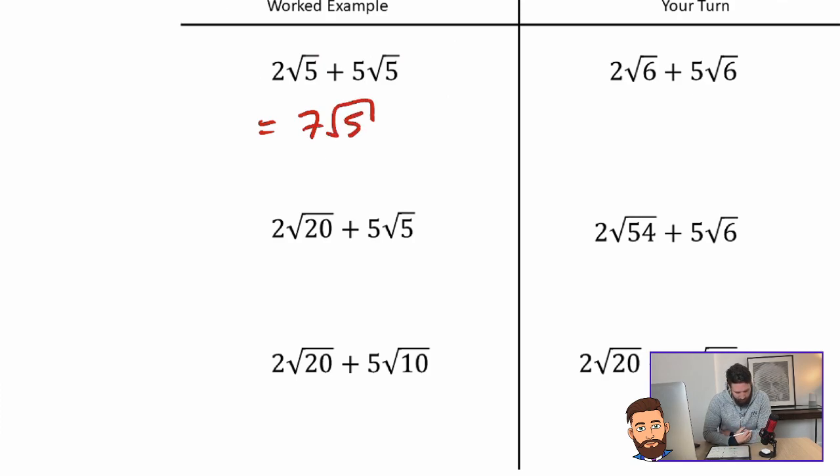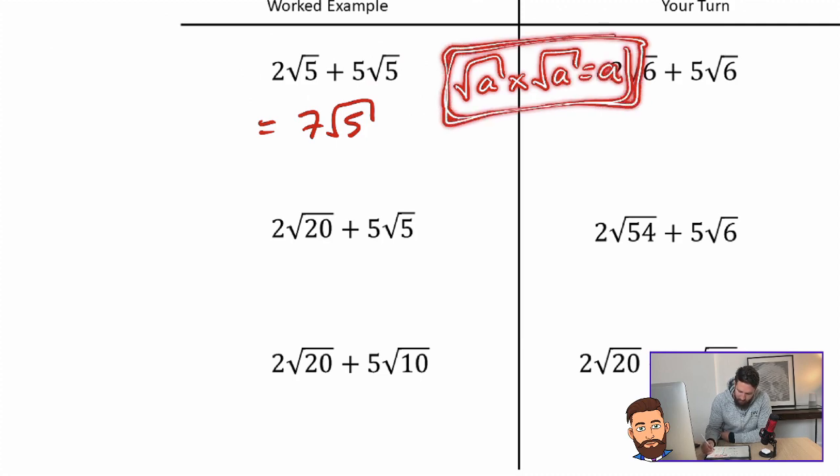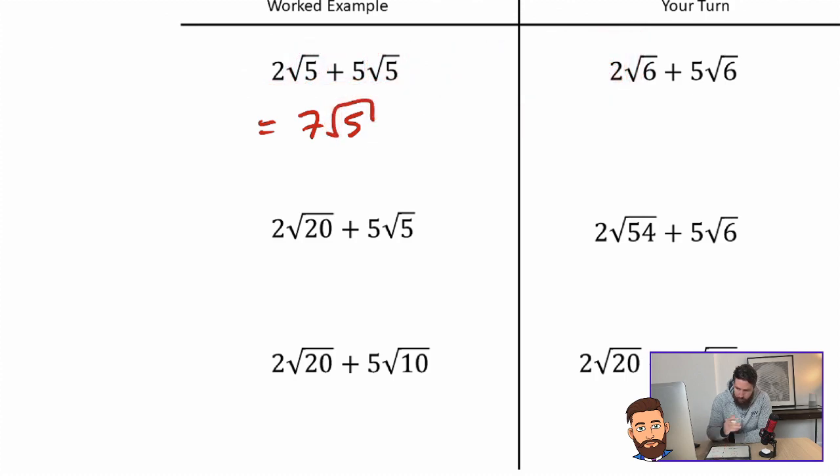So a lot of students get confused with the rule that states root a times root a is a. They get confused with that rule when adding, and they see two surds the same and think that this cancels, that the square root disappears. It doesn't. Those rules are separate. When the surd cancels is when we are strictly timesing. When we're adding, you treat them like you would add x's or y's of the same term.